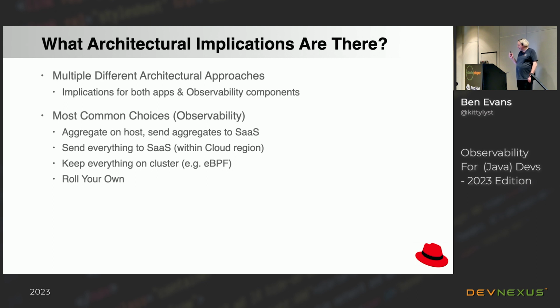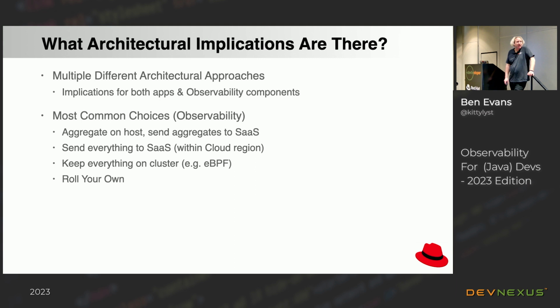I'm going to go really quickly through this. There are 4 main ways that you can do observability. You can buy a vendor solution, which essentially means you're going to aggregate your data on the host and send it into some sort of third-party SaaS. That's a perfectly reasonable thing to do.